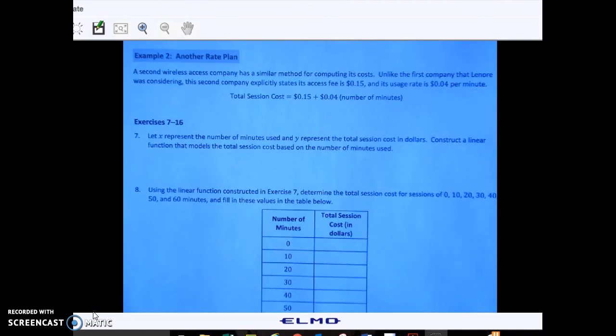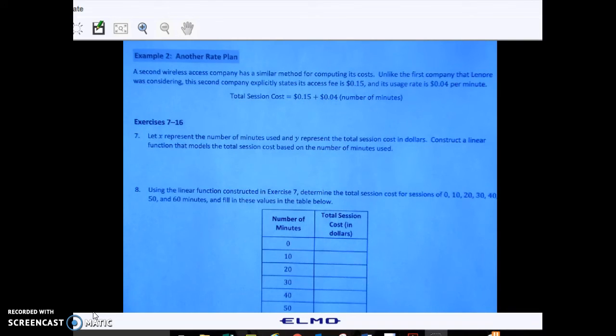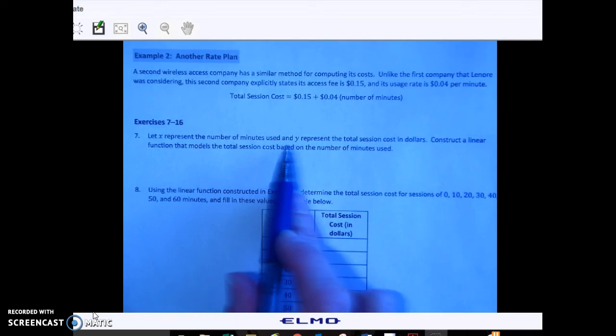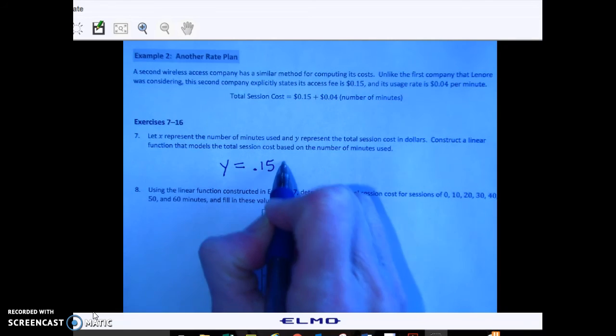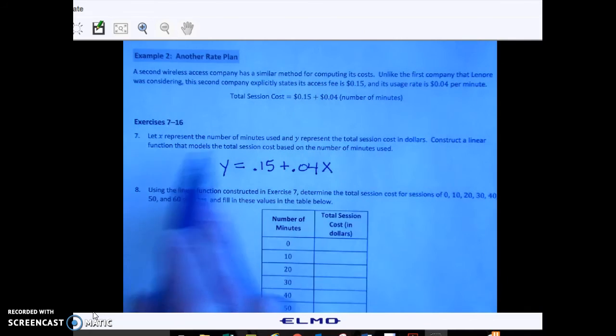Okay, example 2 is another rate plan that she's looking at. This rate plan tells us that the access fee is 15 cents and the usage rate is 4 cents per minute. Gives us this equation with words and numbers mixed together. Question number 7 wants us to write that equation over again, just with symbols and numbers, no words involved. So the total cost of the session, they're telling us to use y to represent the cost, equals 15 cents plus 4 cents times x, where x is used to represent the number of minutes, and there's our equation that we're looking at.